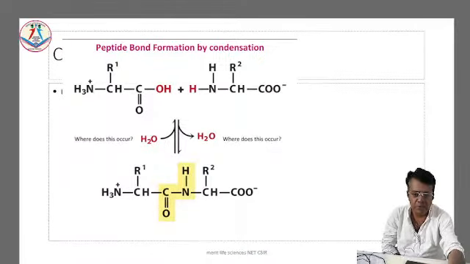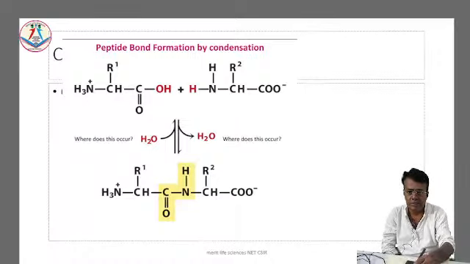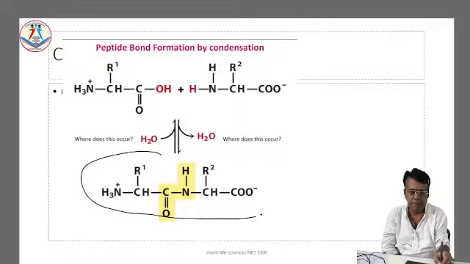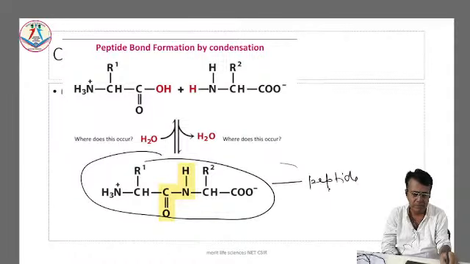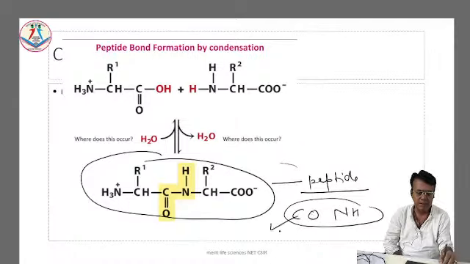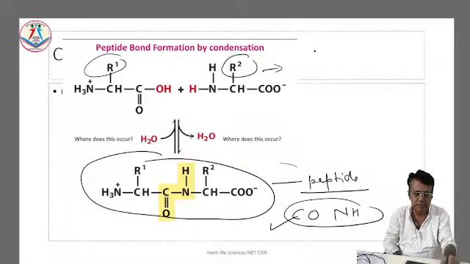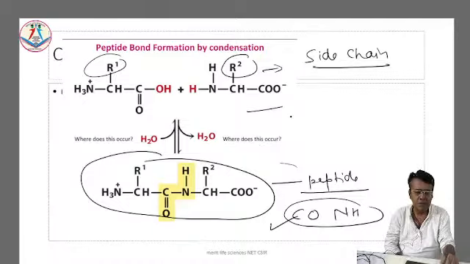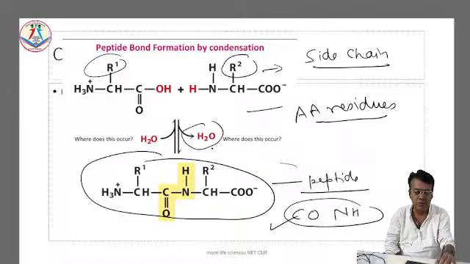So you already know two amino acids are going to unite by a peptide bond. This is a peptide bond, and how do we represent the peptide bond? You represent the peptide bond as CONH, correct? Am I right? This is acting as a CONH, and whenever these are the side chains, you know, R1, R2, they are the side chains, okay? And whenever two amino acids unite to form a peptide bond, these amino acids are called amino acid residues.